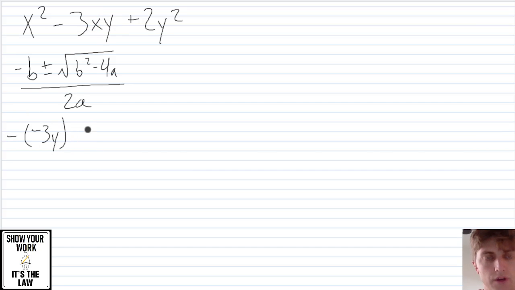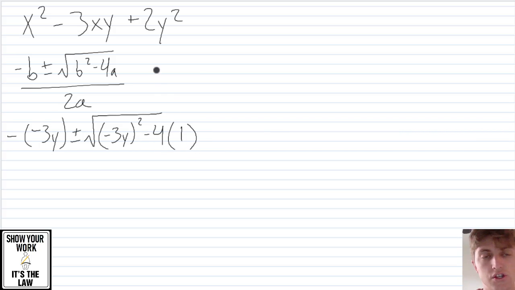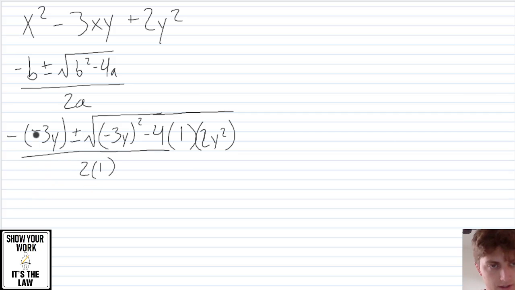So negative 3y plus or minus the square root of, substitute just the b, which is going to be negative 3y again, squared on the outside, minus 4, coefficient on x is 1, the constant term is going to be 2y squared, okay, and then 2a, which is just 2 times 1. All right, start simplifying. Negative negative is going to give us a positive 3y plus or minus negative 3y squared.